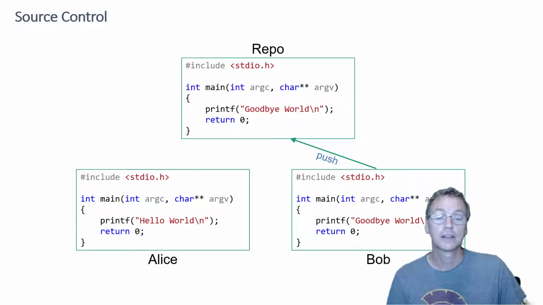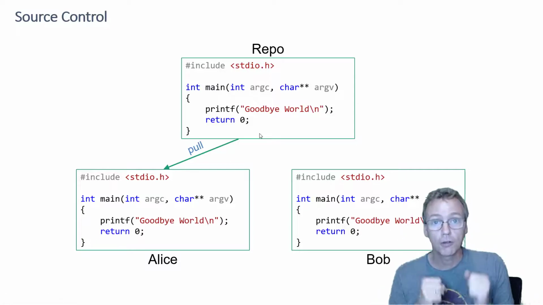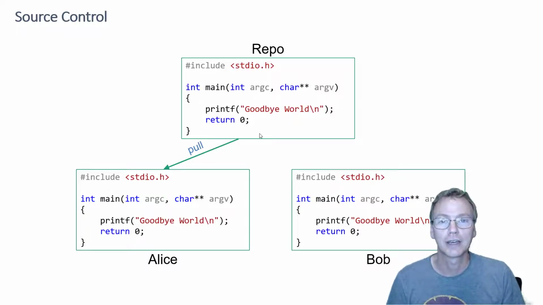To get that change, Alice must do what's called a pull. Alice will deliberately choose her options to pull from the server, and when she does that, she'll get that update, and now everybody is in sync.